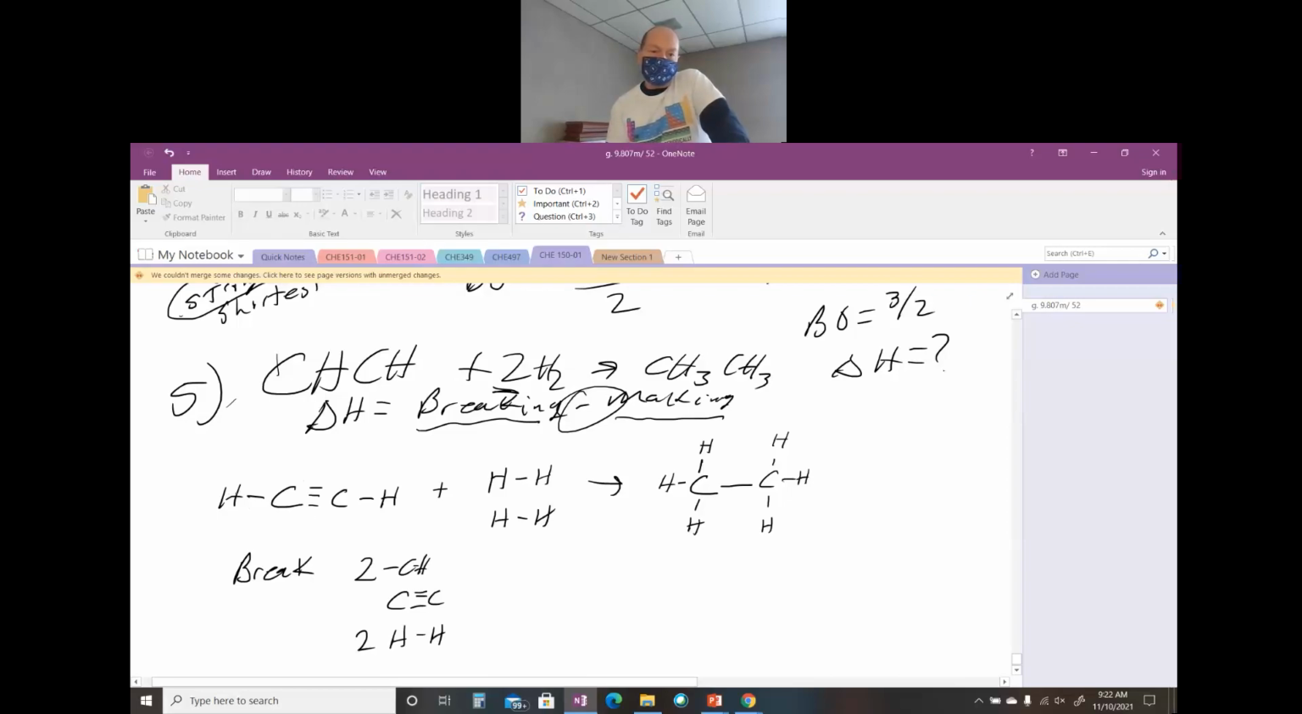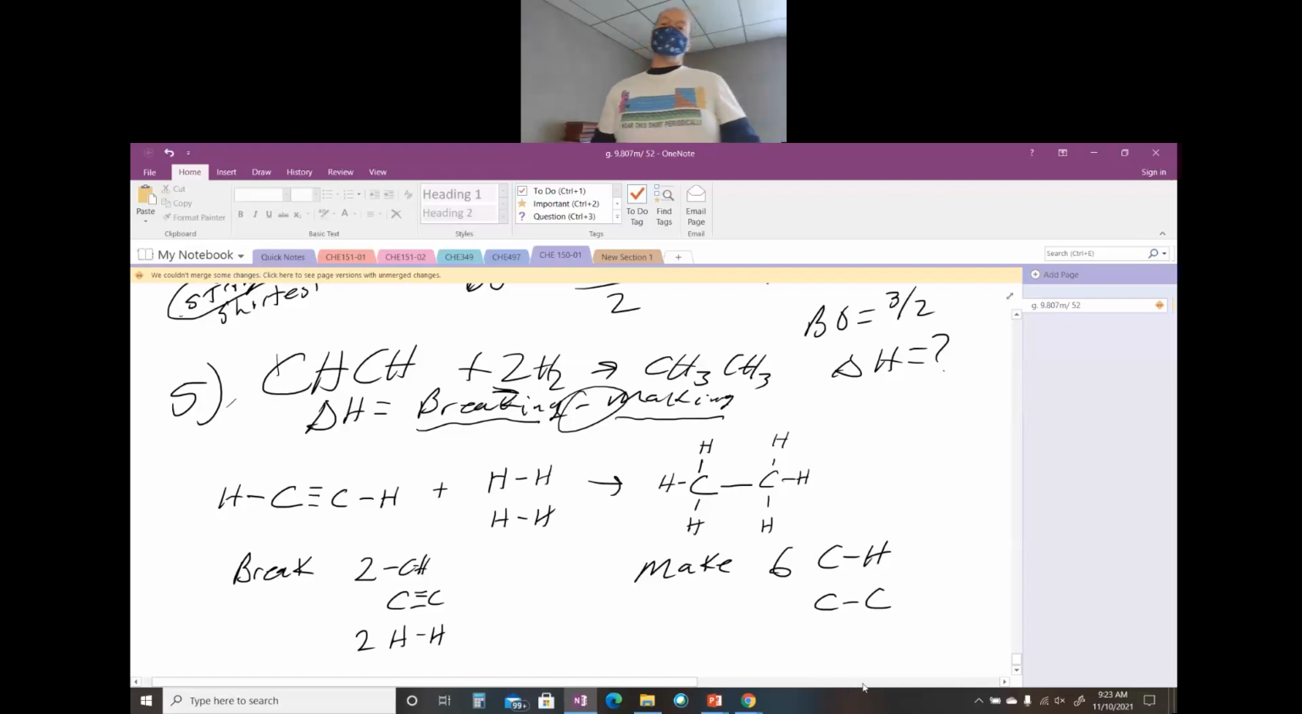We got to break this triple bond. We got to break these 2 CH bonds. And we got to break these 2 hydrogen bonds. And then we have to make a list of what we're going to make. So what we're going to make is 6 CH bonds, and we're going to make a carbon-carbon single bond.